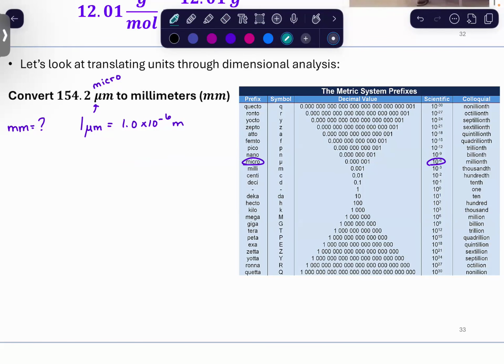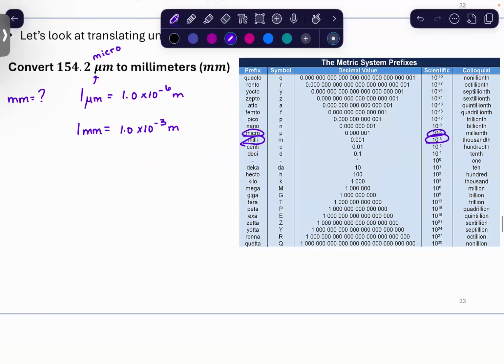What's something else that I know? 1 millimeter is 1.0 times 10 to the negative third meters. So again, there's your milli, there's your 10 to the third. So I pulled those out. Now, here's how I set it up. I use what I call the train track method. So I'm going to start with what I have, my 154.2 micrometers.